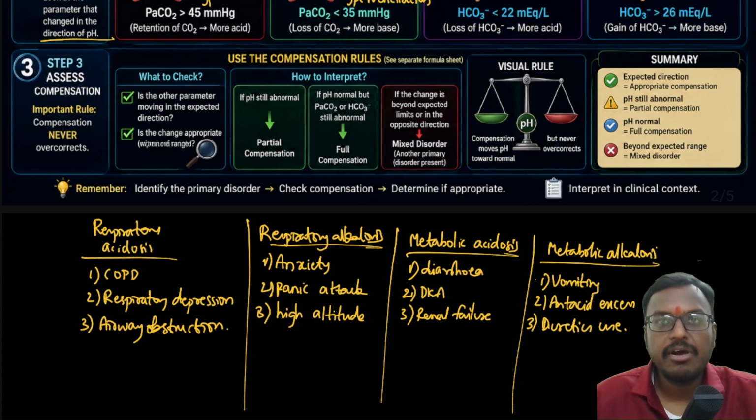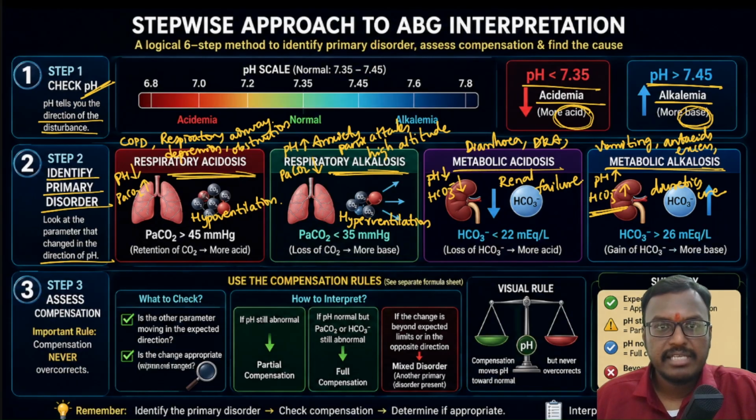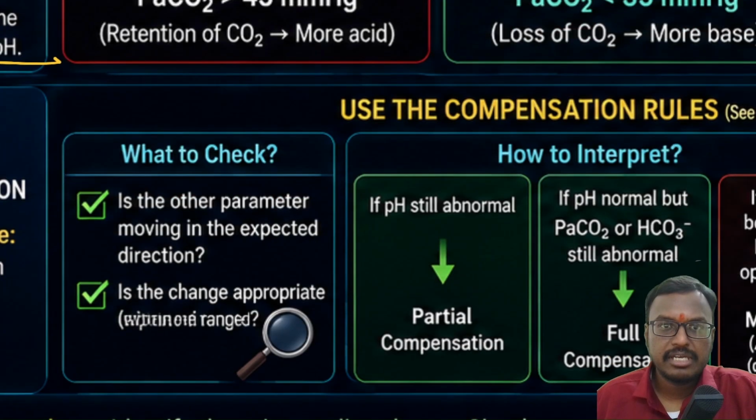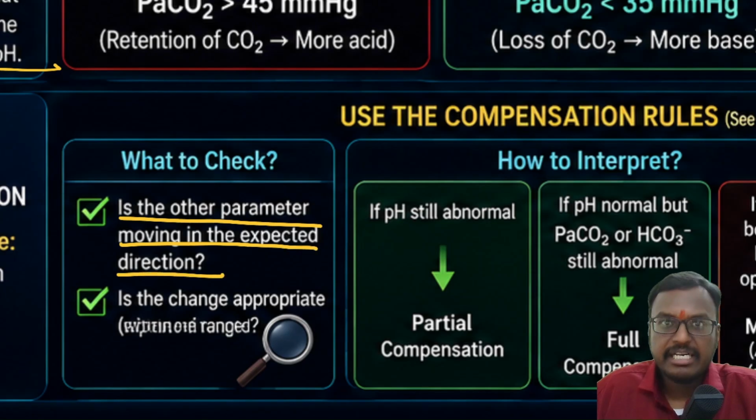Now you have identified all the primary disorders that are causing the acid-base imbalance. Now the next step will be assessing the compensation. When you are assessing the compensation, you have to remember 2 checkpoints. The first is, is the other parameter moving in the expected direction? For example, in metabolic acidosis, the lungs should compensate by lowering the PaCO2 through hyperventilation. So you should ask yourself, is the PaCO2 actually decreasing? If yes, the compensation is occurring.